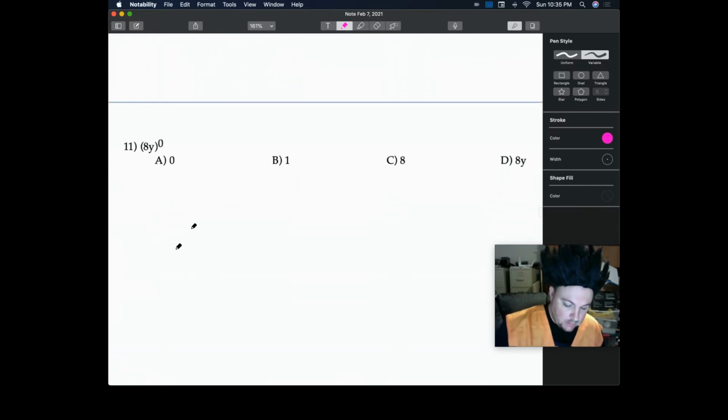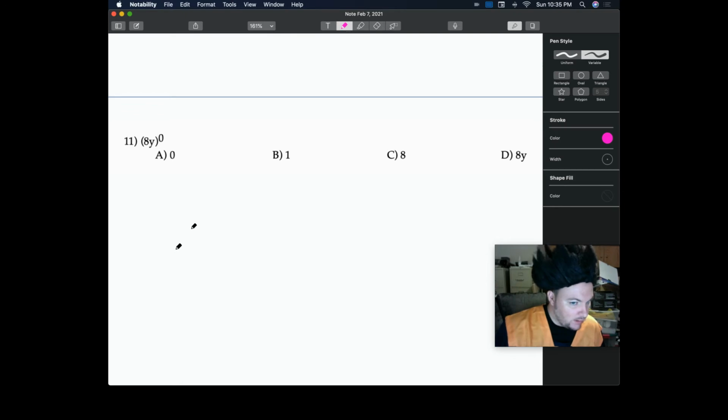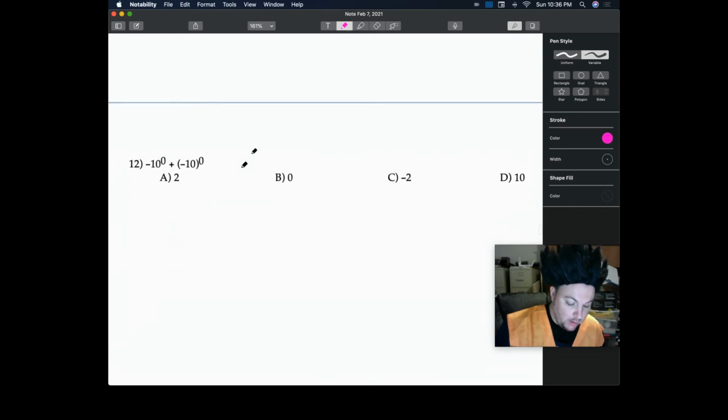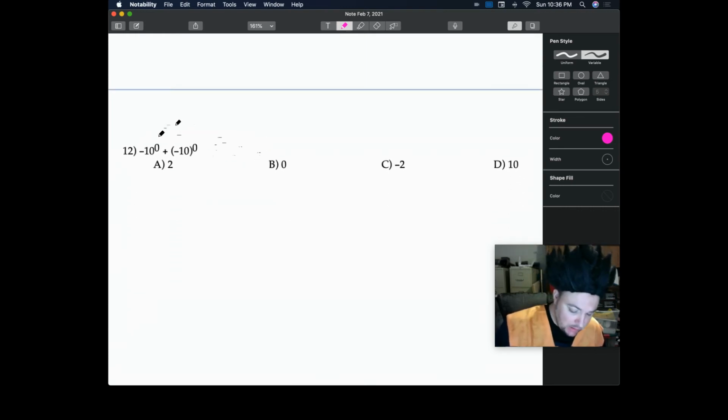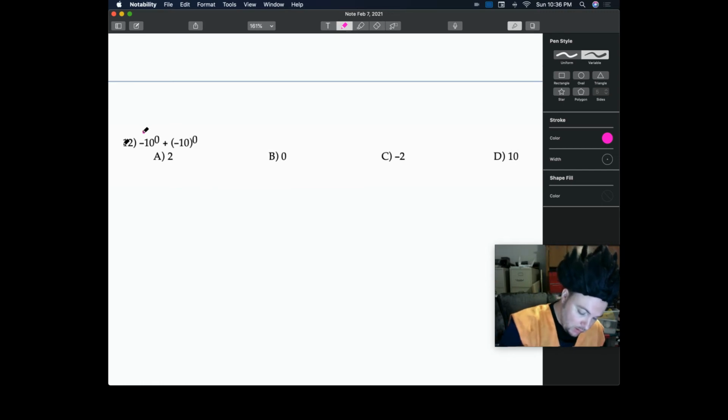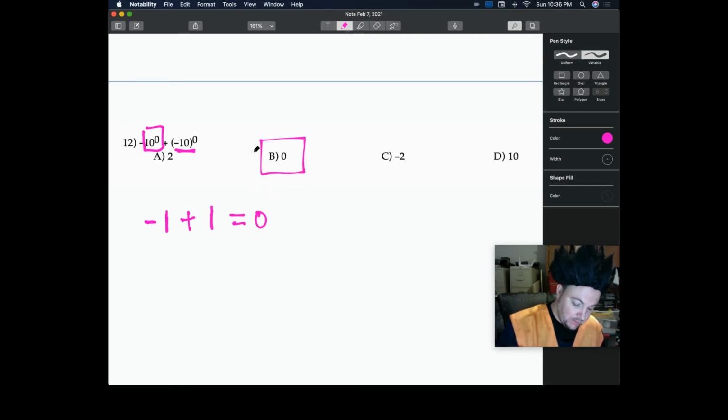Okay. So what about here? What do you think? Well, the whole thing is to the 0, so it just has to be 1. And there you go. What about here? Looks scary, but it's just a combination of the two, right? We know here we focus on 10 to the 0, which is 1, and then we'll tack on the negative. And on the other side, we have the quantity negative 10 to the 0, which is 1. And so what is negative 1 plus 1? That is 0. Very nice. And there's your answer. Let's keep going.